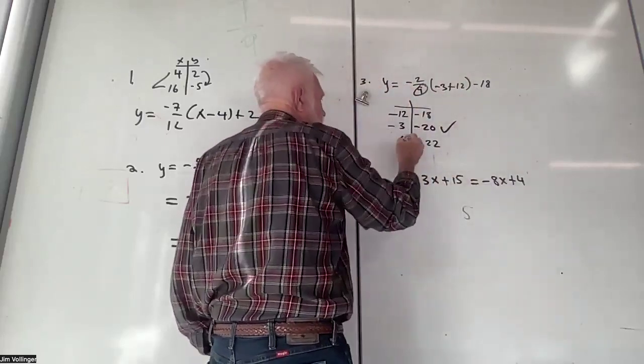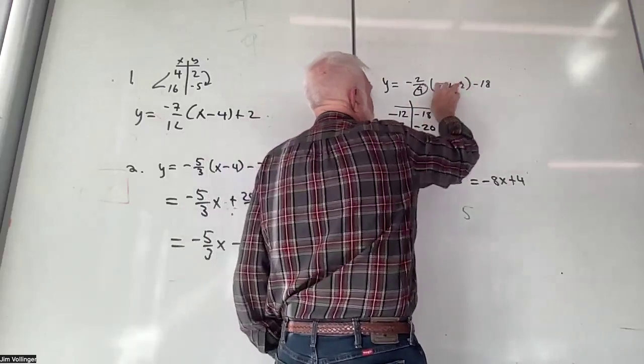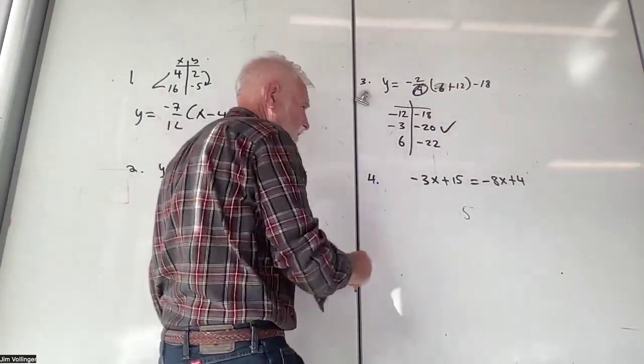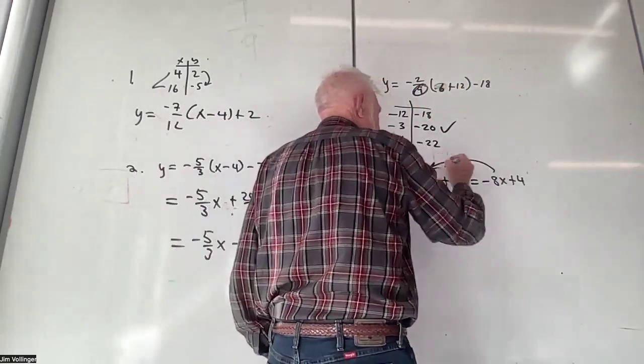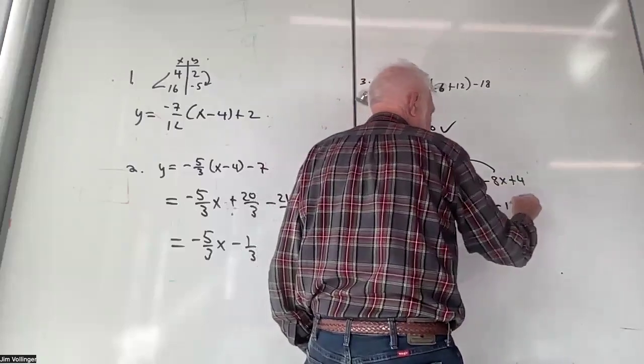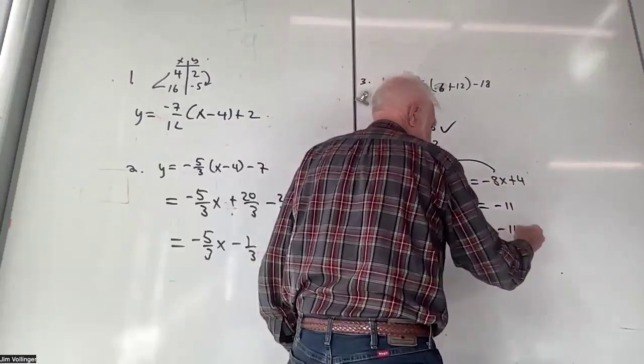So now I go up 9 again. And 6 plus 12 is 18. And 18 is a nice multiple of 9. All right, so there we go. I'm going to move the 8 this way, which gets me 5x. I'm going to move the 15 that way, which gets me minus 11. So x equals minus 11/5.